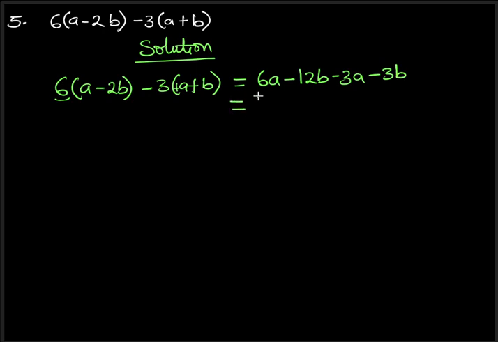This would be equal to 6A minus 3A, and then we are now collecting like terms, minus 12B minus 3B. So what would that give us at the end of the day? If we carefully look at it, 6A minus 3A is 3A, and minus 12B minus 3B will give us minus 15B, and that becomes our answer.